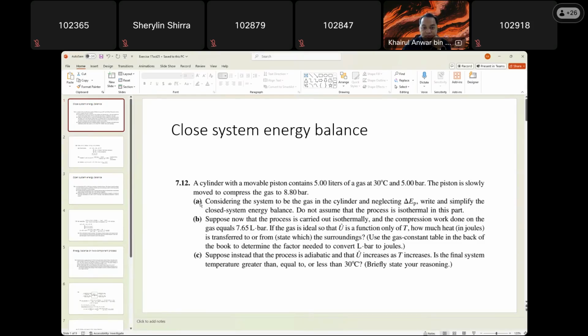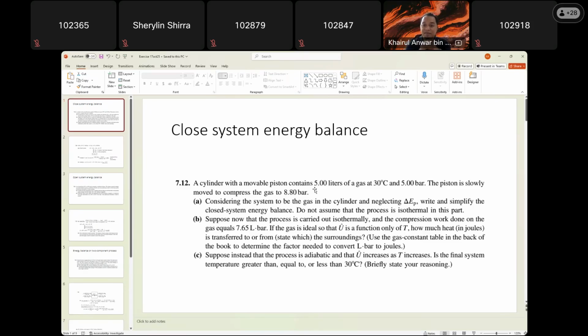Chapter 7. Chapter 7. We can move a piston from 25 in this case.